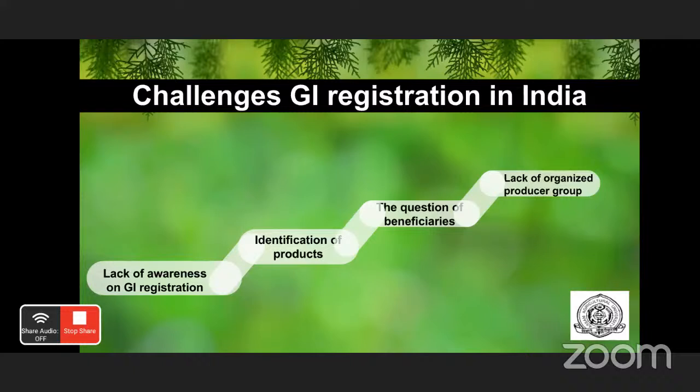We have to organize the producers. First of all, we have to organize the genuine producers. Then we have to obtain the valid registration. They must have valid registration under the Societies Act or Trust Act. Then they should have good bylaws or sub-rules stating that they represent the interests of the producers. So there are numerous challenges in GI registration. Pre-registration challenges plus post-registration challenges will be there. So it is not a very easy task, but we should try to promote our products. We should try to protect our products under the GI Act.